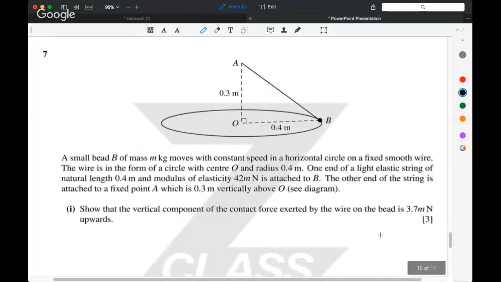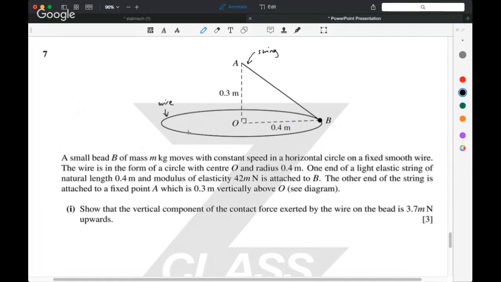Okay, question 7, last question. So we have a situation where a particle is on the end of a string. So this is a string, but it's also constrained to move around this wire. It's like a bead on a wire.